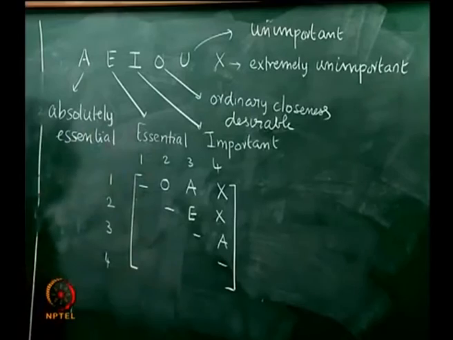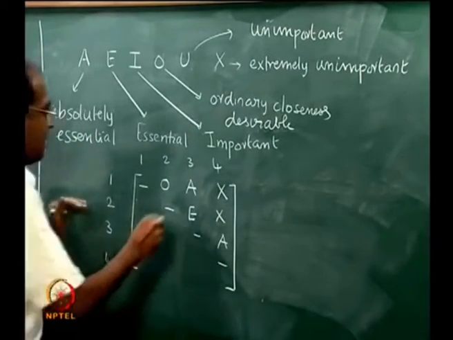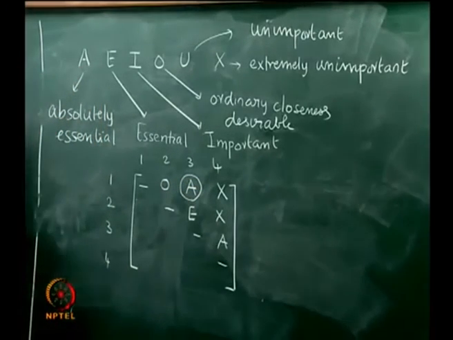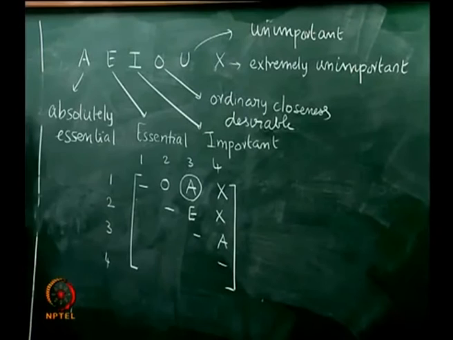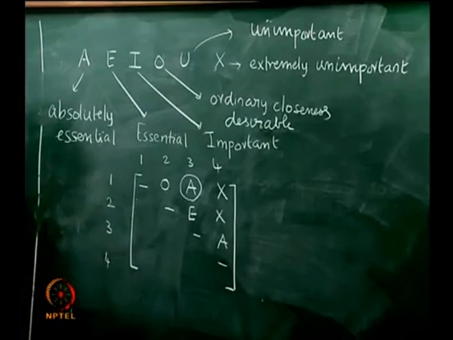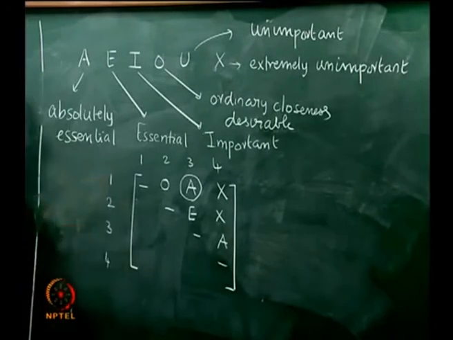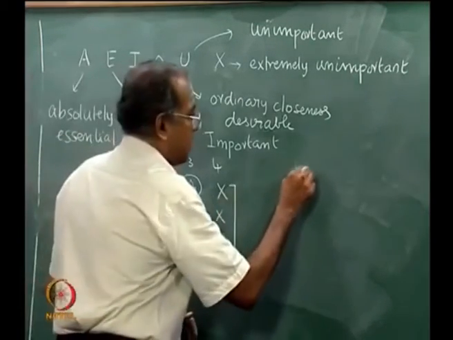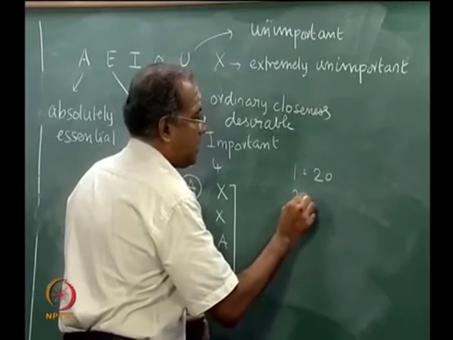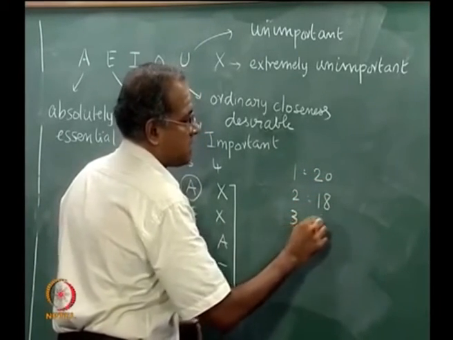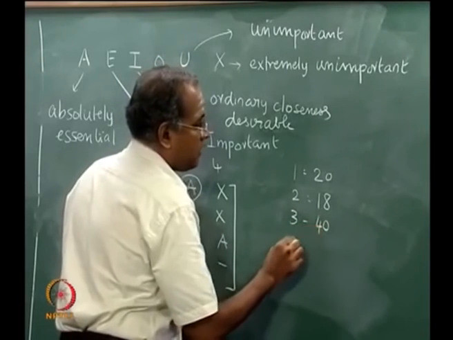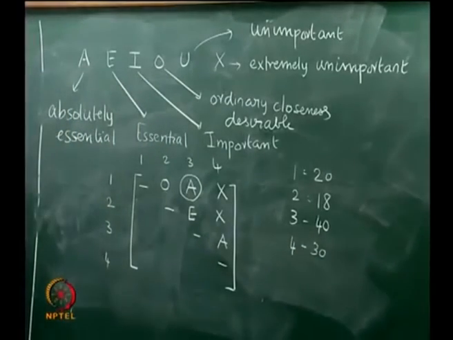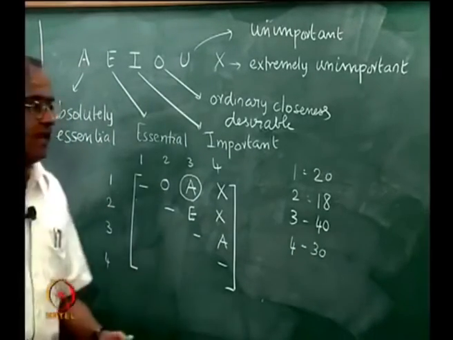Now, if we look at this matrix and try and find out, the highest is A, there is an A between 1 and 3. Now, we might also assign some kind of areas to these 4 departments. Suppose we say that these departments require space, and let us say that department 1 requires 20 units of space, department 2 requires 18 units of space, department 3 requires 40 units of space, department 4 requires 30 units of space.